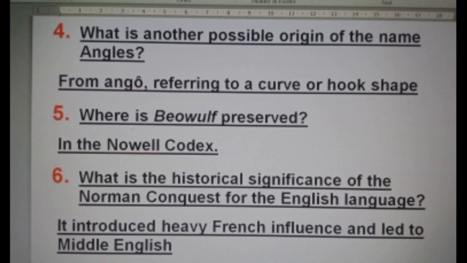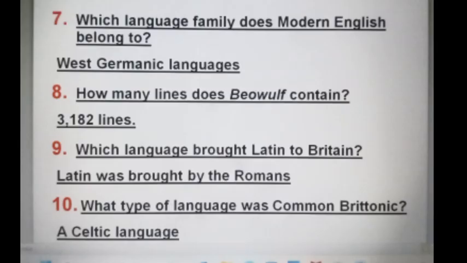Where is Beowulf preserved? In the Nowell Codex. What is the historical significance of the Norman conquest for the English language? It introduced the heavy French influence and led to Middle English. Which language family does modern English belong to? West Germanic languages. How many lines does Beowulf contain? 3,182 lines.